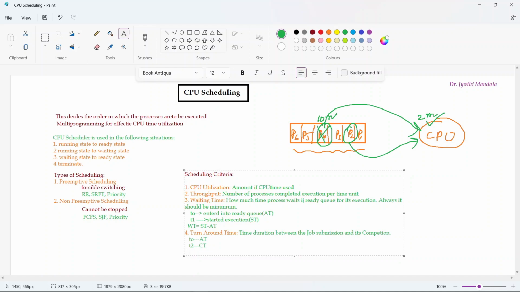Then turnaround time, TAT, I will write it like this: turnaround time is nothing but completion time minus arrival time, right? So we will be using this formula. Now, when we say the algorithm is the best algorithm, it should always be minimum.